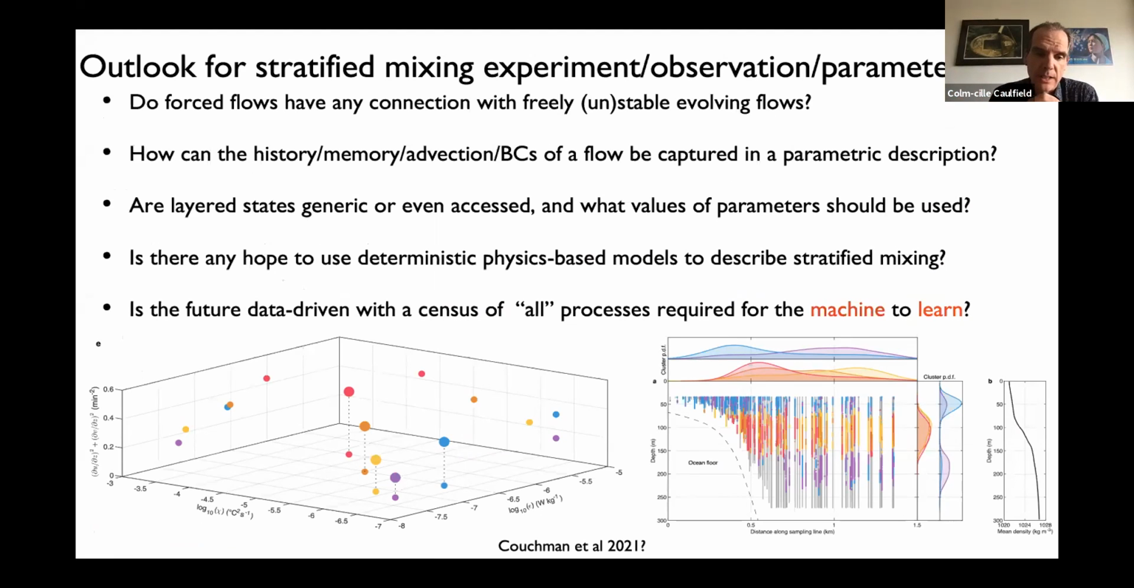And this nice work is from Miles Couchman, who is working with me and Matthew and Rich Kerswell on machine learning clustering analysis of observational data to identify different kinds of mixing events in different places in the real flow. This is a flow off Palau, but there's some evidence emerging that this is actually the way to go: physics informed, but using machine learning to really understand stratified mixing.